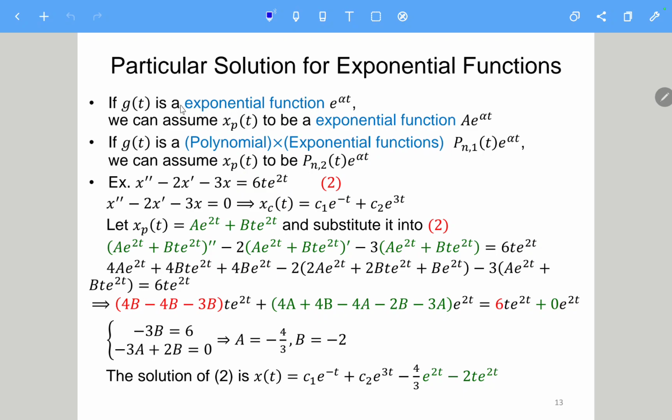Okay, so the second case is if g of t is an exponential function. Which means that if it is exponential of alpha t, or maybe multiplied by another constant, then we can also assume the particular solution to be of the same form, exponential of alpha t times a constant. So just that easy. Just need to remember this. Okay, so this is the second case.